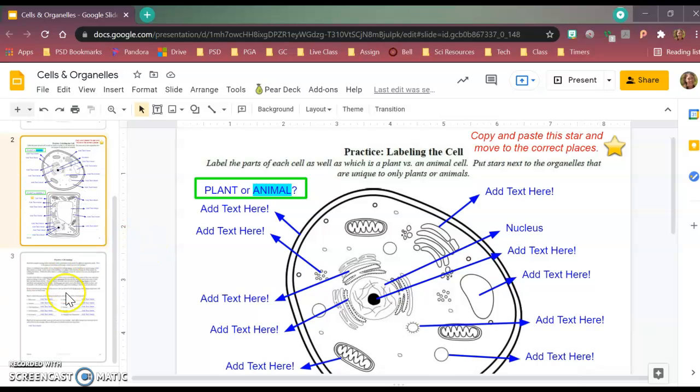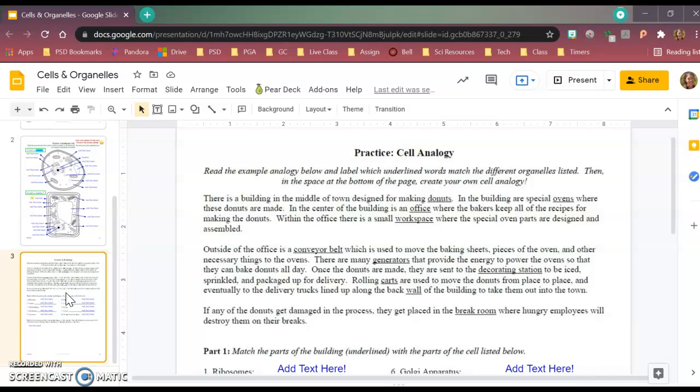All right, the last page is going to take you a little bit more time. This is where you put it all together. So you figured out what the organelles do, you know where they're located, and now you have to read a story and figure out which part in the story represents each organelle. And in this story below, and I'm not going to read it to you, you can do that on your own, but we're looking at a town and there's a building in the middle that makes donuts.